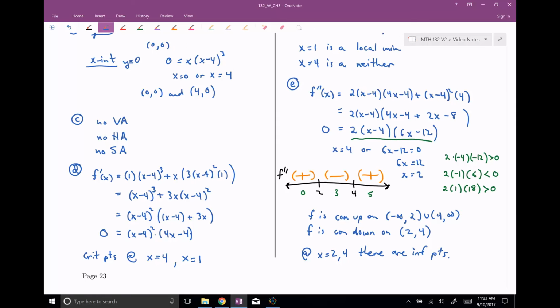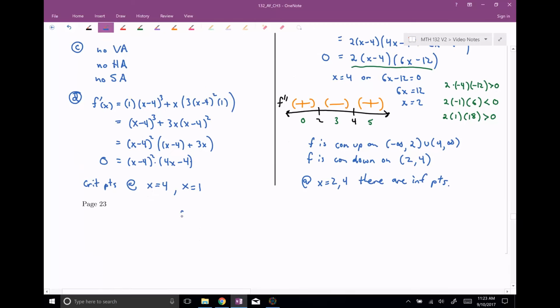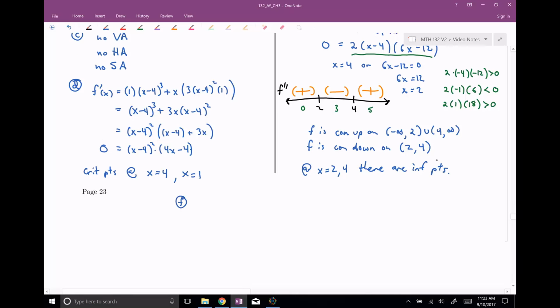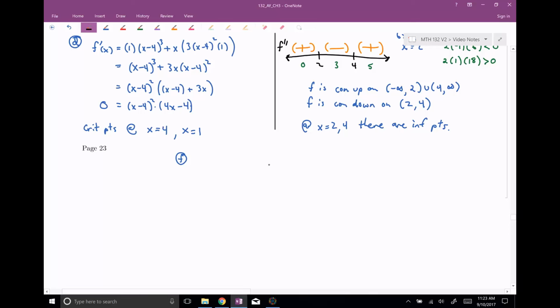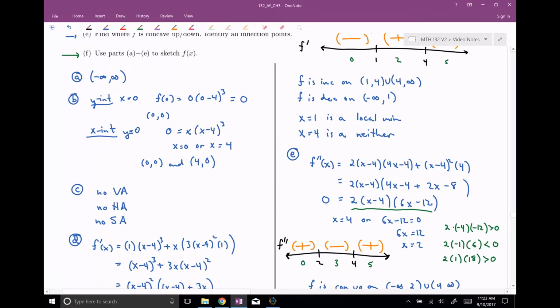All right, and finally this last step: use parts A through E to sketch the function. So part F here, let's see if we can take all of this information, smash it together, and actually get a decent looking picture for the function. Especially because this is our first time, we'll compare it against a Desmos graph and see how we did.